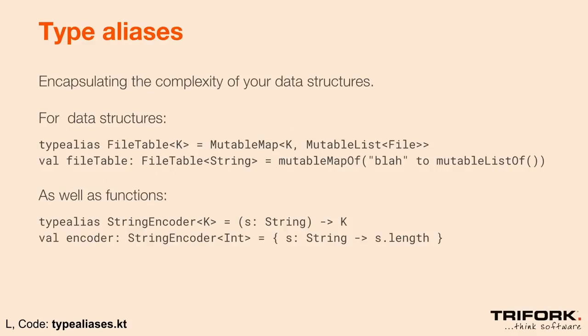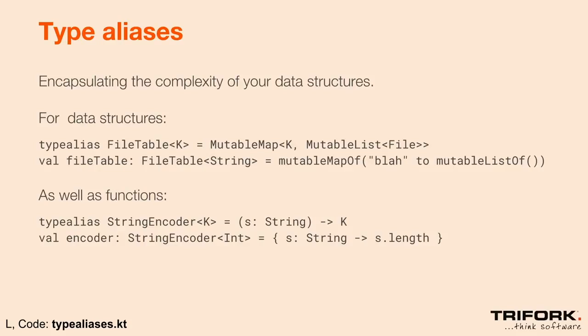Type aliases are really useful for abstracting the complexity in your data structures. I showed that Java function signature. It would be really handy for that stuff. Now we cannot use it in Java, so that doesn't go. But for all the other cases within Kotlin itself, it's really, really handy to have.